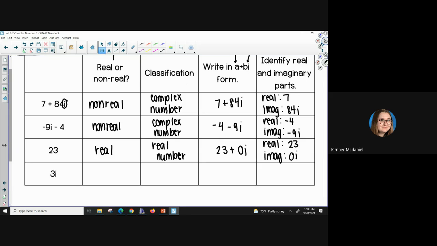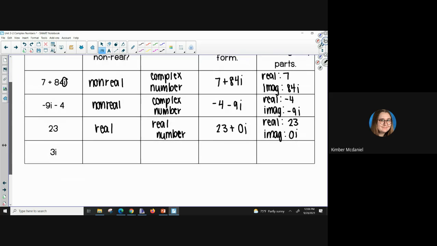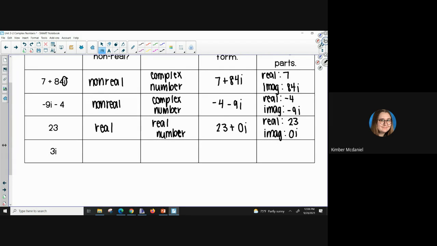Okay. Now, using that same thought process, let's work through the final one. For our final row, we are given 3i. Would you guys say that is real or imaginary? Imaginary. Or just kidding, real or non-real? Non-real.